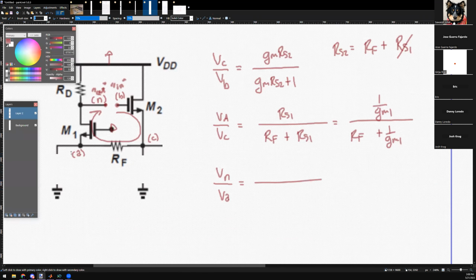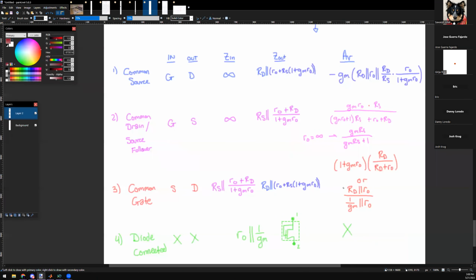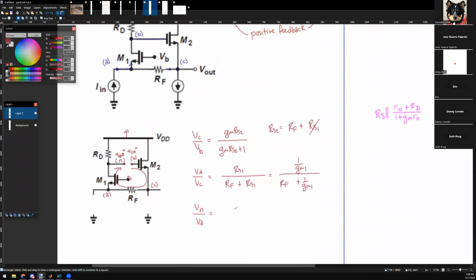Let's go A to B. Sorry, A to N. Jesus. Okay. This is a common gate amplifier. So, common gate. It's GMRD, positive. So it's positive GMRD, and this is GM1RD, and this RD is genuinely this RD.